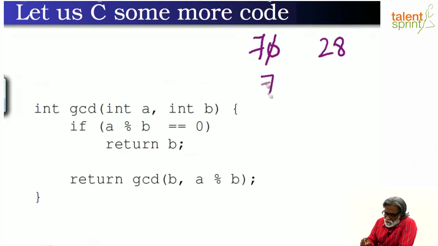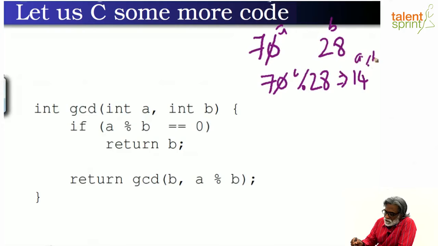A percentage B is what? A is not dividing, so 70 percentage 28: 2 into 28 is 56, and 70 minus 56 is 14, so I have 14. So this is A, this is B, and this is A percentage B. So my answer would be GCD of B comma A percentage B.